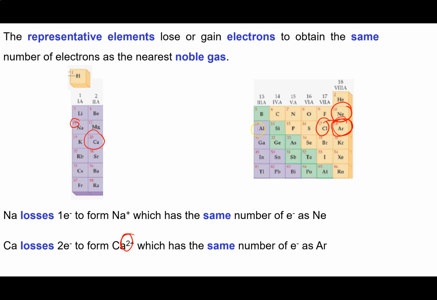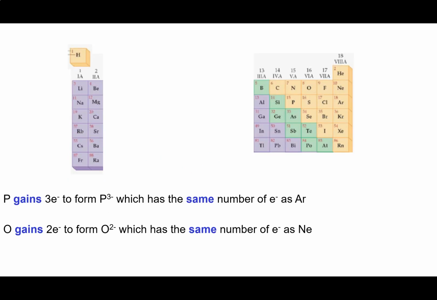So how many electrons would aluminum like to lose? Aluminum has 13. It would like to be like neon. It loves to lose 3. So aluminum likes to form Al 3+. Bromine has 35 electrons. Bromine loves to gain 1 electron, so that it has the same number of electrons as krypton. Phosphorus loves to gain 3 electrons, so it ends up with the same number as argon. Oxygen loves to gain 2 electrons, so it ends up with the same number as neon.